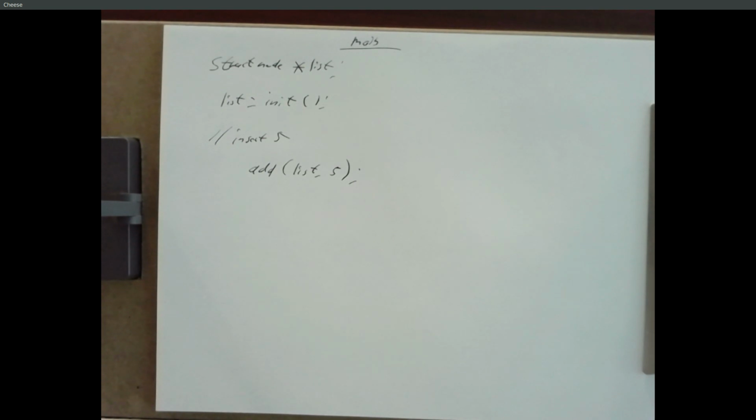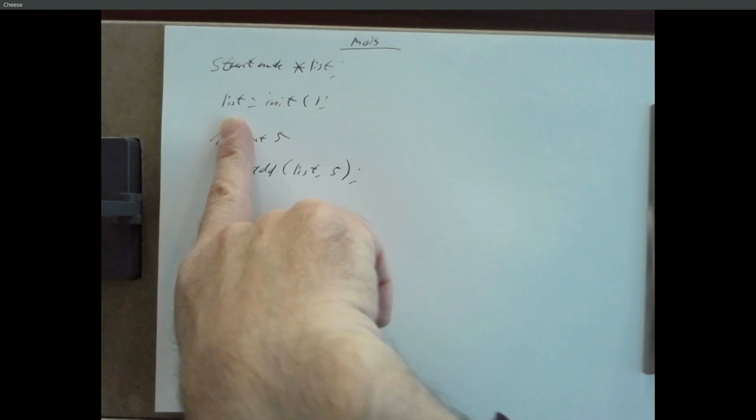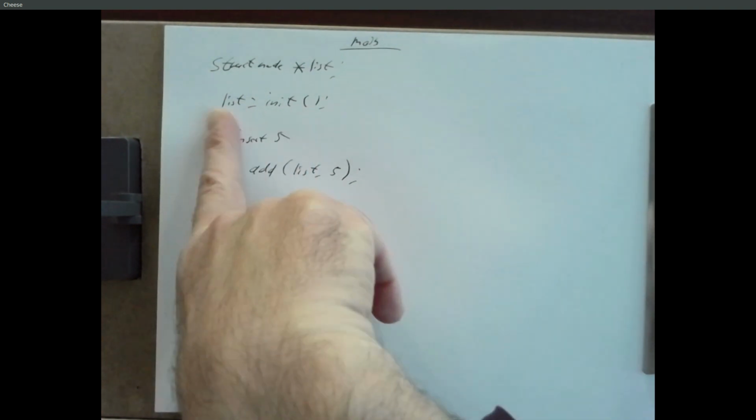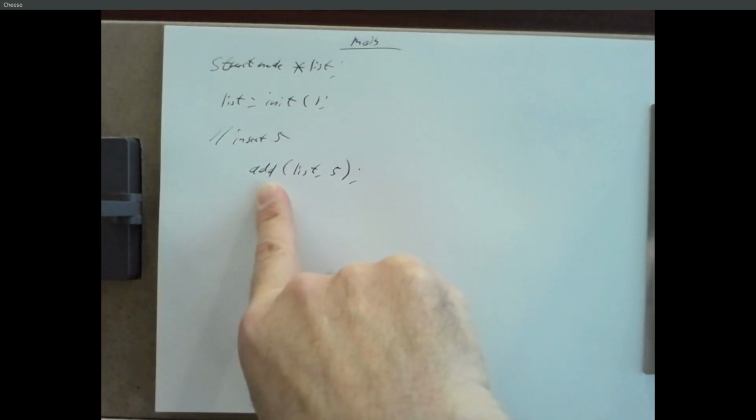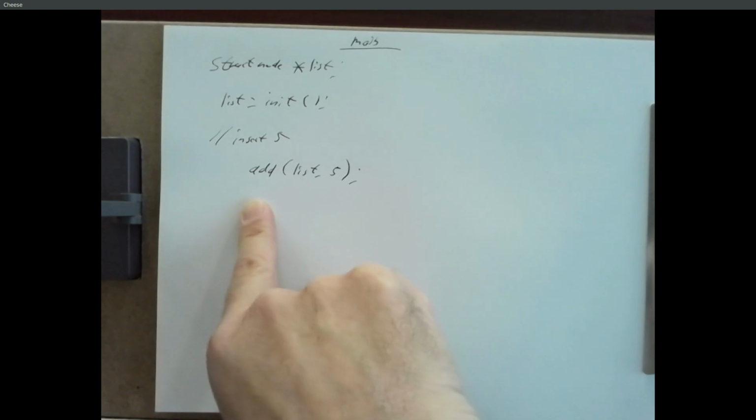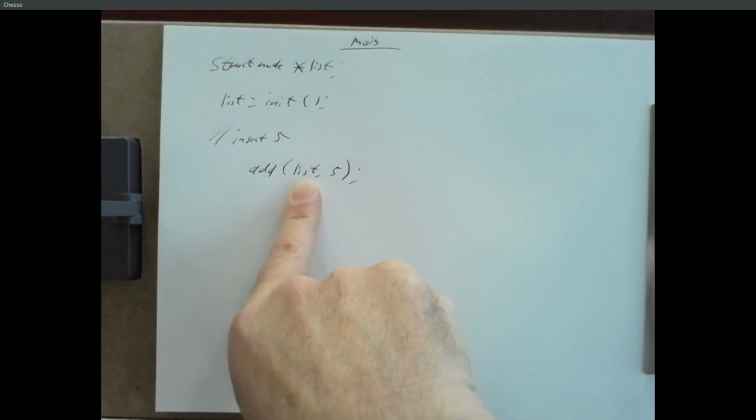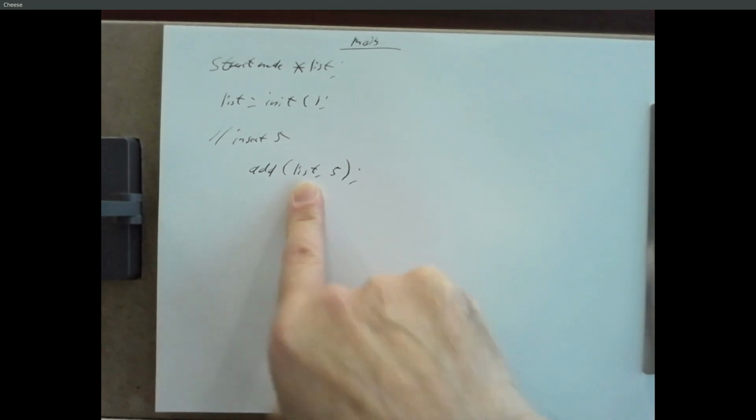And the point of the sentinel is that nothing we do is ever going to change the value of list, other than when we call init. Nothing inside add or delete should ever change the value of this sentinel node. It's always going to be fixed at its location in memory.